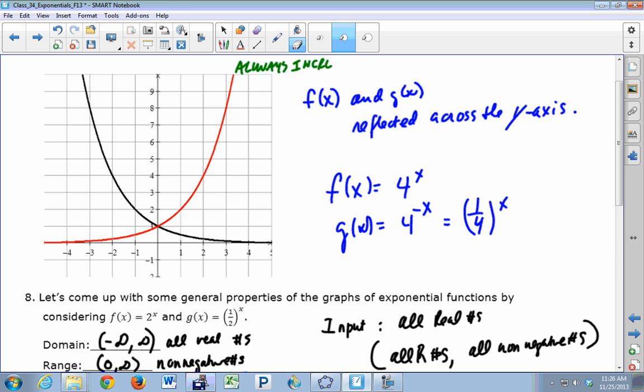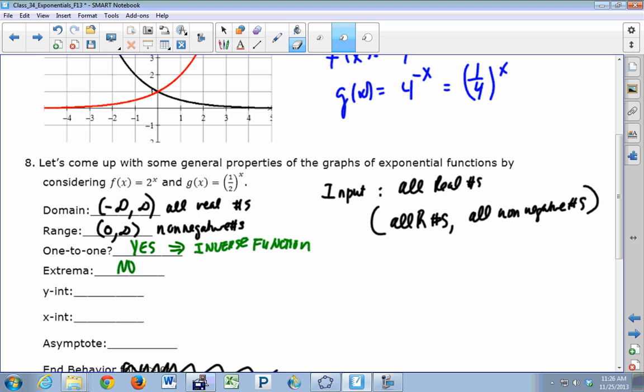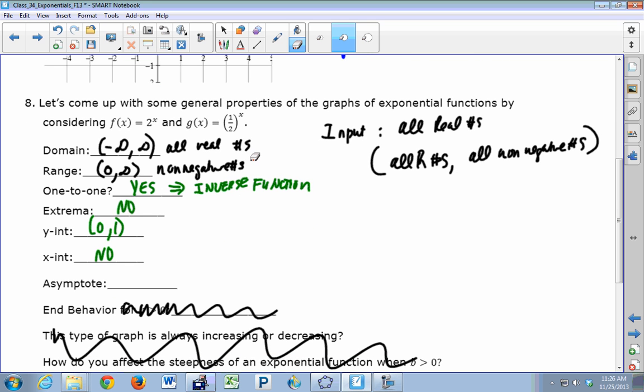That's another way you know whether something has an inverse function or not. If you're always increasing or always decreasing, you're definitely going to be one-to-one in both of those situations. So you know you have an inverse function. So no extrema. Our y-intercept is (0, 1). We have no x-intercept. The asymptote is the x-axis, which we write as y equals 0. Y, Linda? Y equals 0.